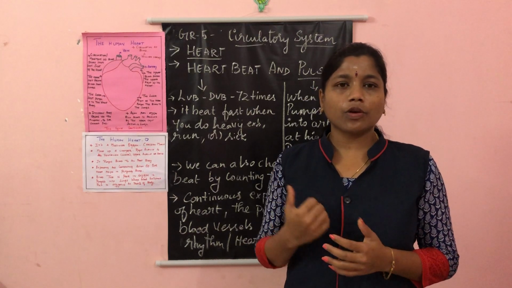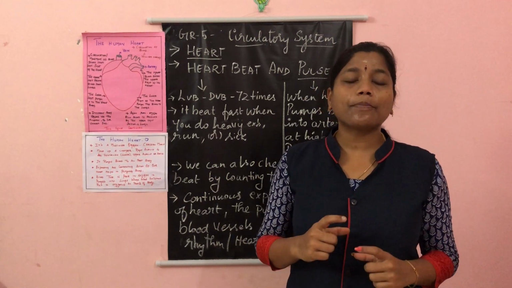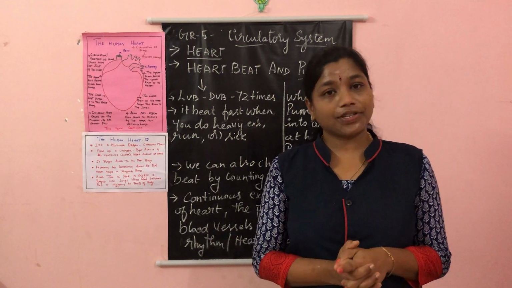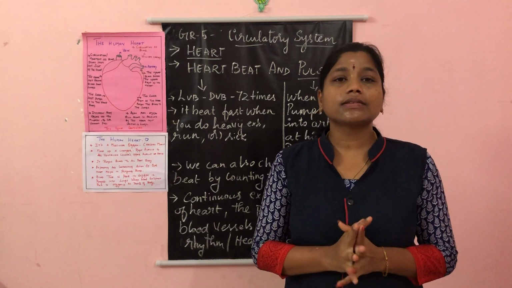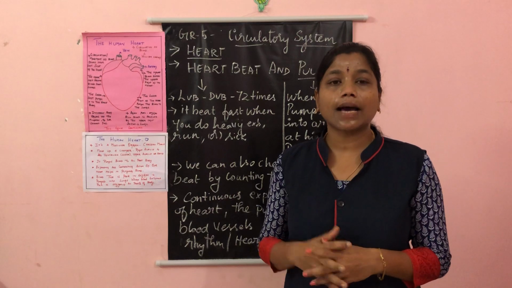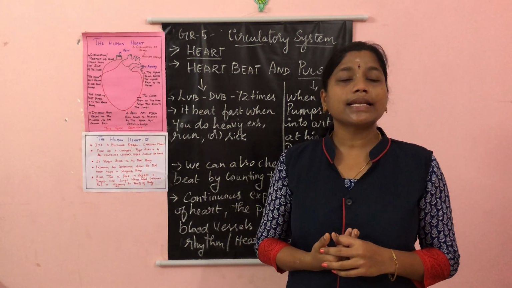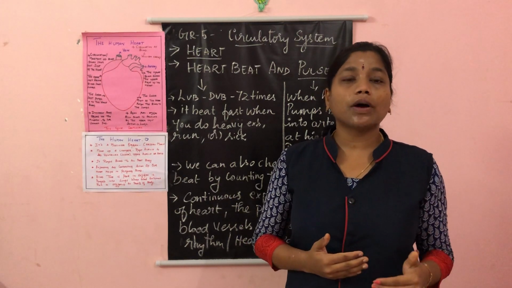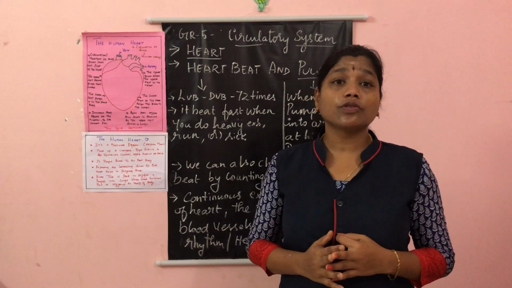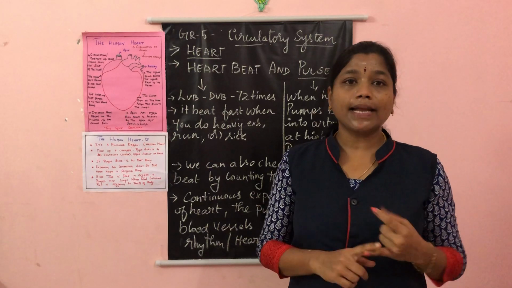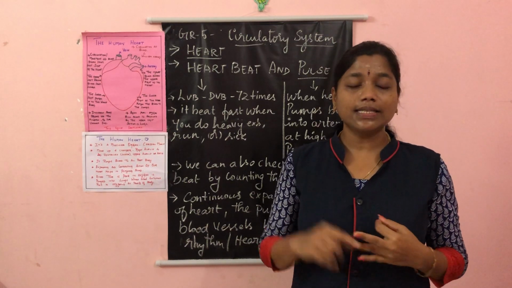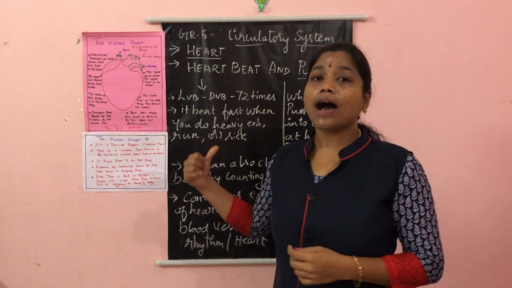Before moving to today's topic, let's have a small recap of last session. Yes, we are discussing the grade 5 circulatory system. Last week we discussed the blood vessels. We have three types of blood vessels: arteries, veins and capillaries. We have studied the blood vessels in detail. And we have three major parts of the circulatory system: blood, blood vessels and heart. So we completed blood vessels. Now we are entering the topic heart.